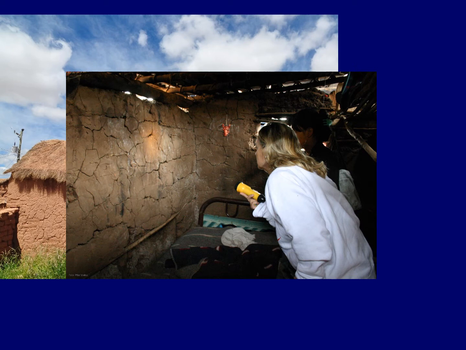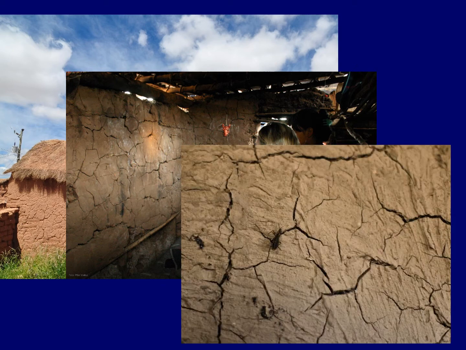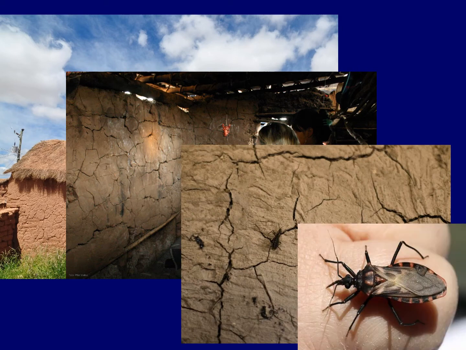So all of these little crevices that you can see in the walls and in the roof are very hospitable to these nocturnal bugs that come out at night. So these are little places, little grooves in the wall and stuff. They stay, and here you can see a triatomine bug coming out, and here's a close-up.